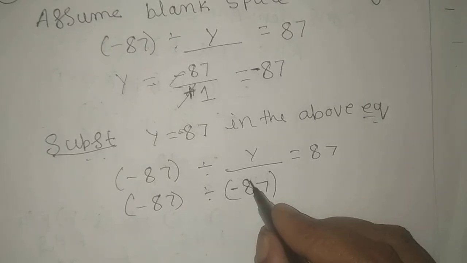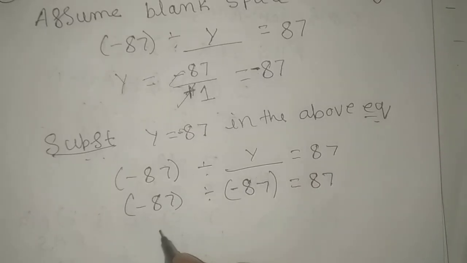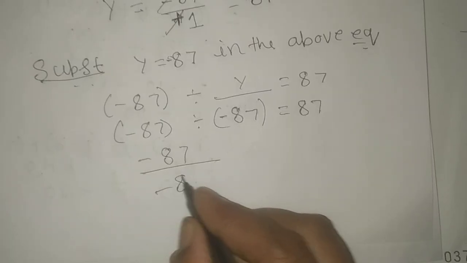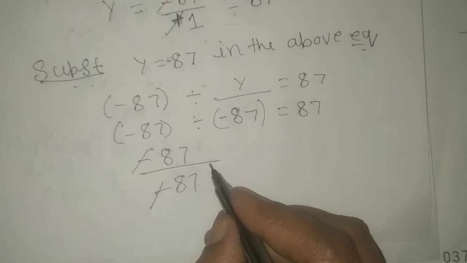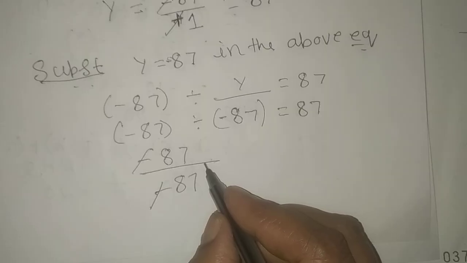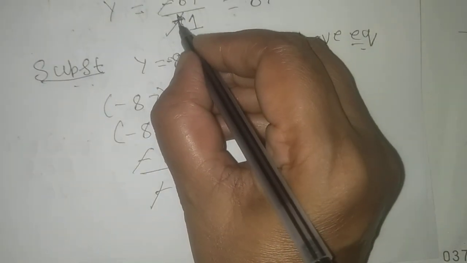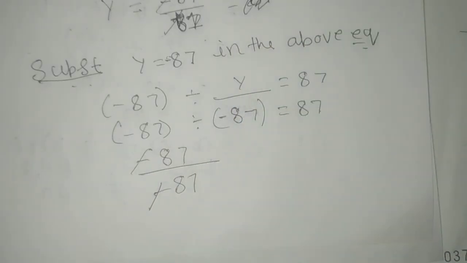So be careful of the signs. Your sign only matters. 81. So means 81 divided by minus 81. Cancel, cancel. So I have made a mistake here. Take 87 here. 87. Everything I made a mistake.